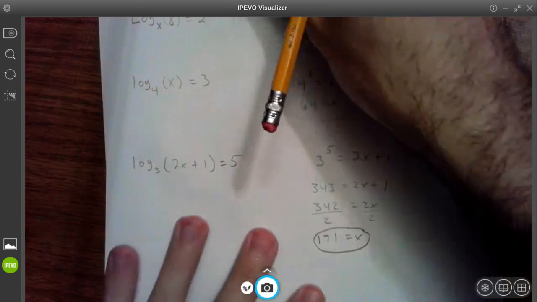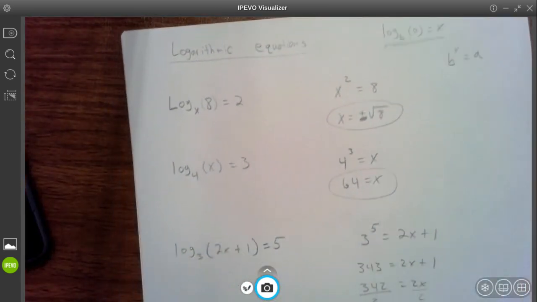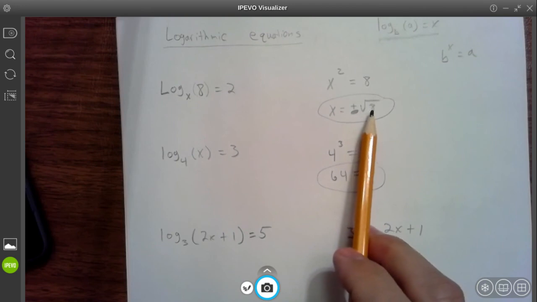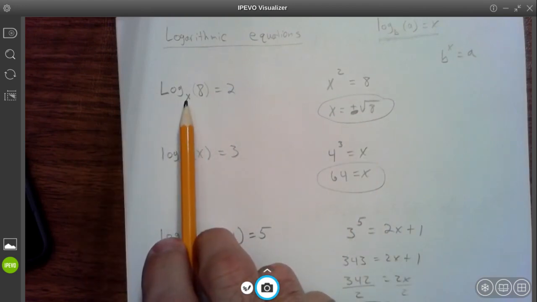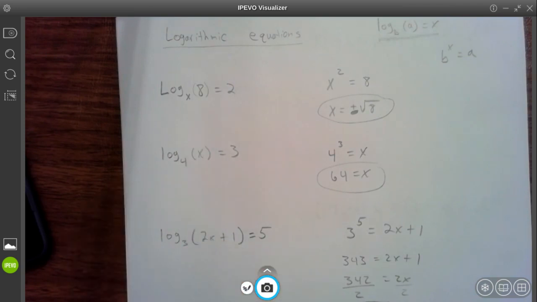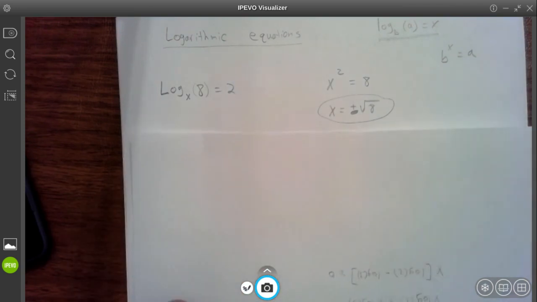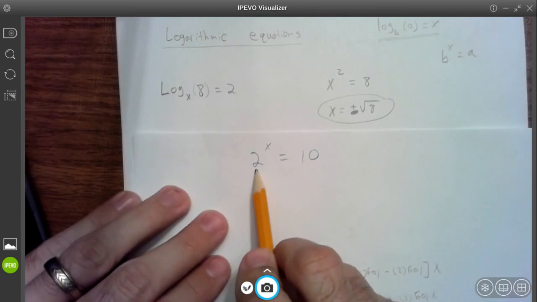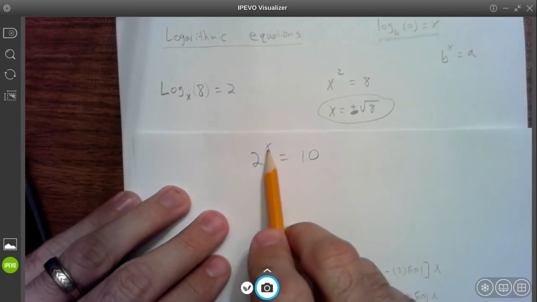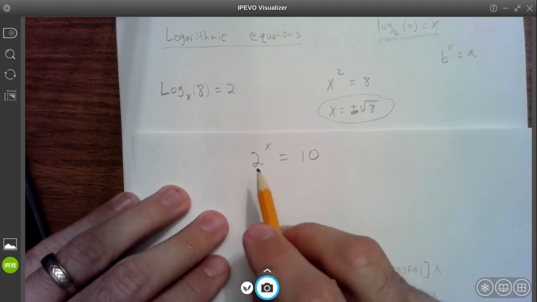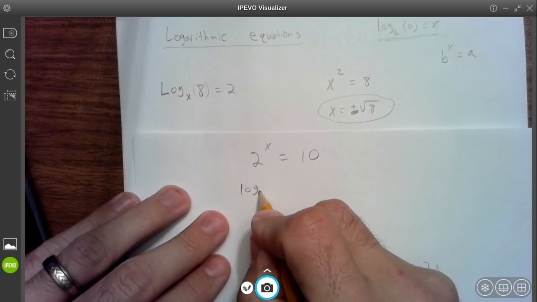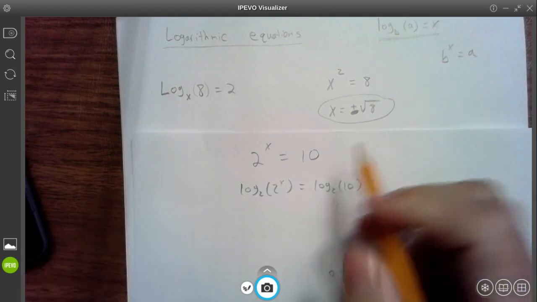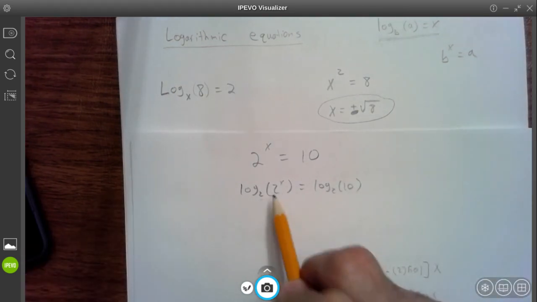Now, the other way that's pretty common for solving logarithm equations, instead of rewriting them in exponential form and then solving, is you're going to take the original and exponentiate it. So before, when we had exponential equations like 2 to the x power is equal to 10, we would take the logarithm of both sides in order to get this exponent down, like log base 2 of 2 to the x on both sides. And then this logarithm part and this base would just cancel each other out.